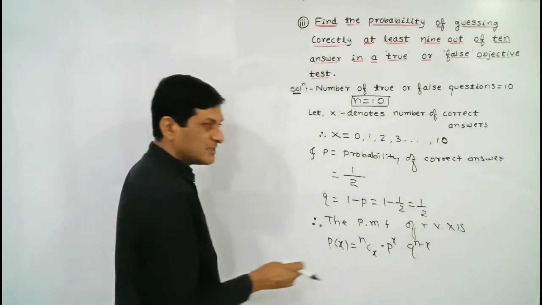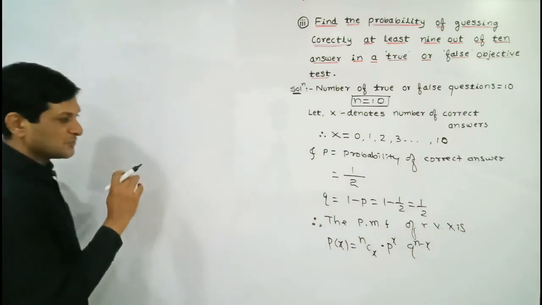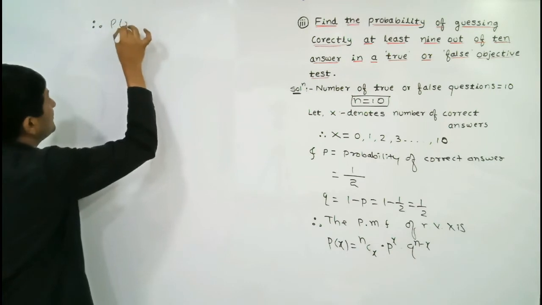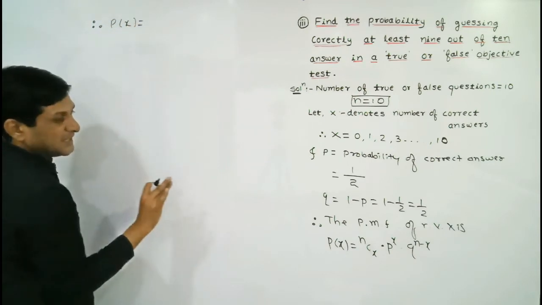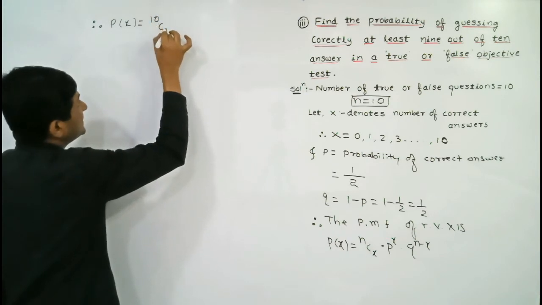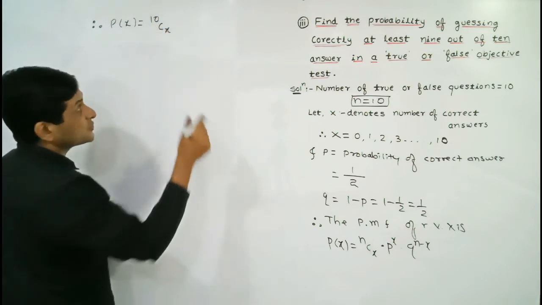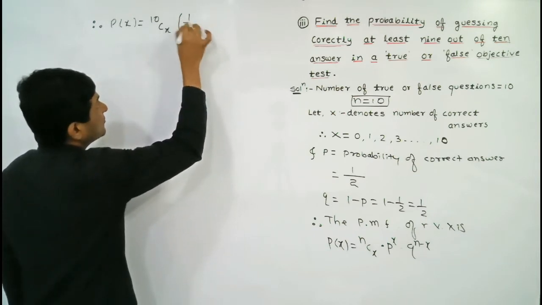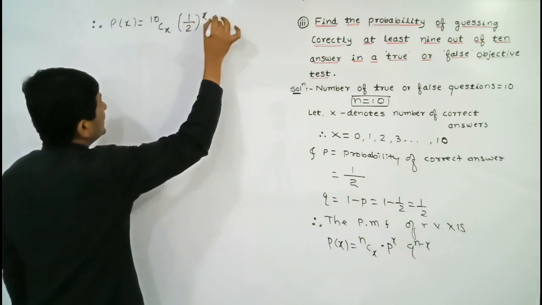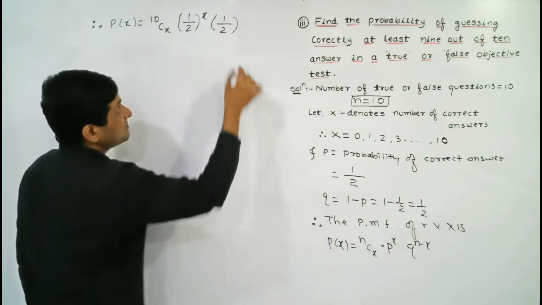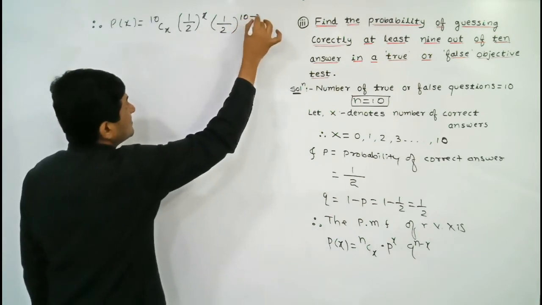Now the remaining part is just to substitute the values in this formula. So therefore let us see what result we are getting here. P of x will be equal to n. n means what? 10. So here we will get 10Cx into p raised to power x. What is the value of p here? p will be equal to 1 by 2. 1 by 2 raised to power x into q. q is also what? 1 by 2 raised to power n minus x. n is what? 10. 10 minus x.